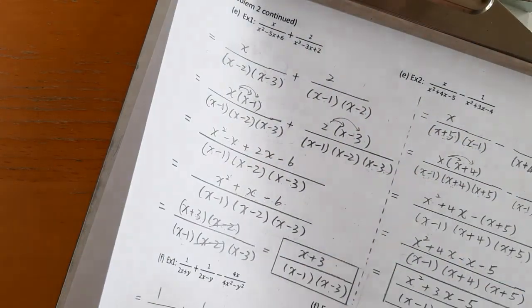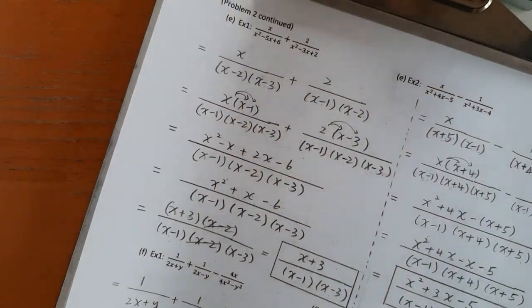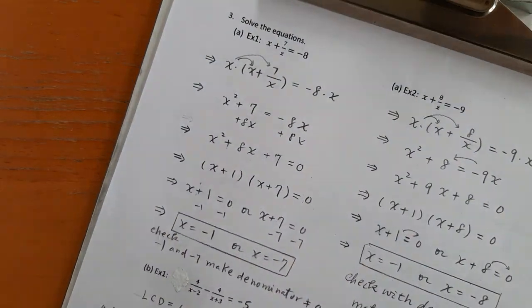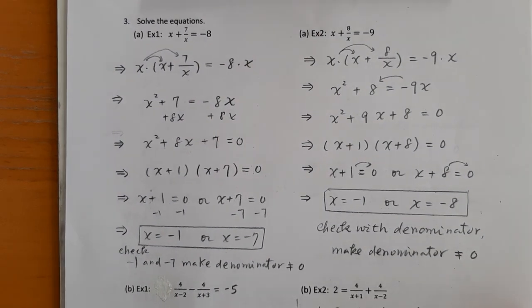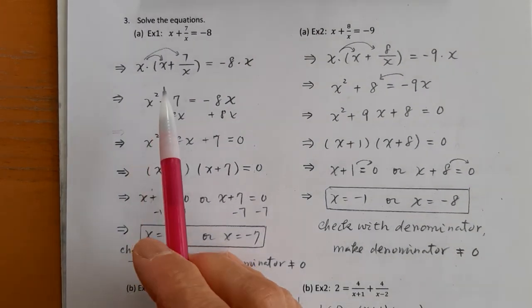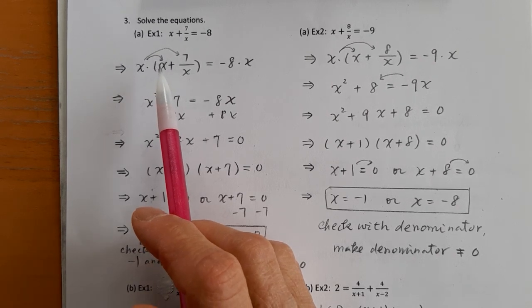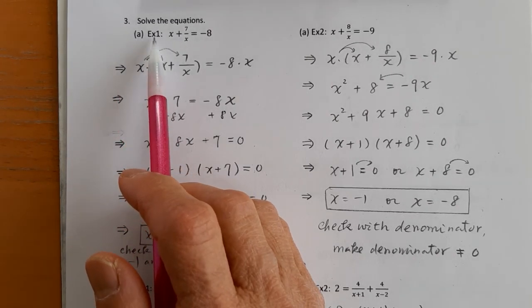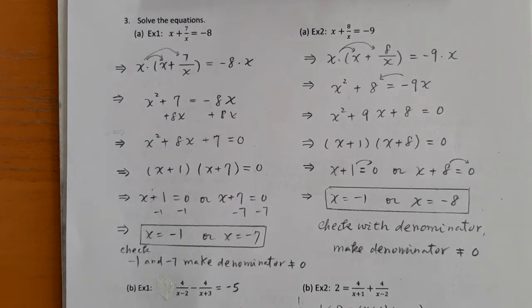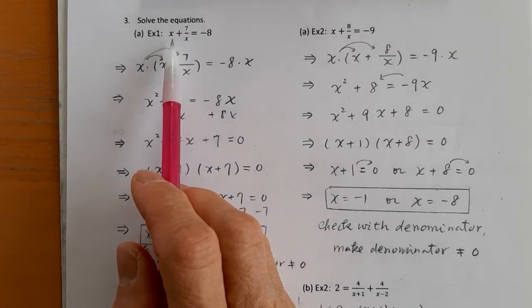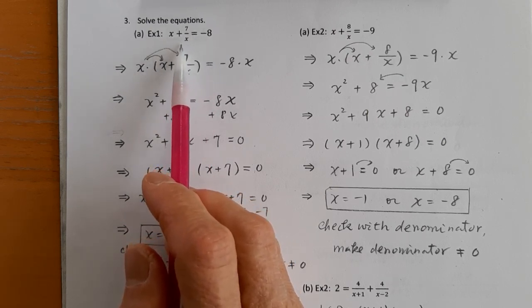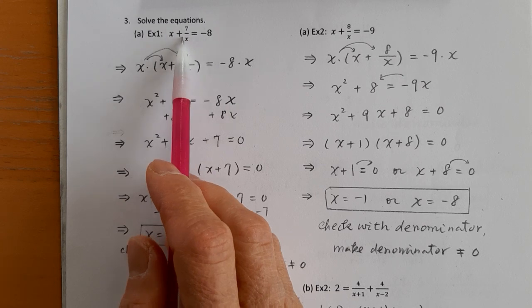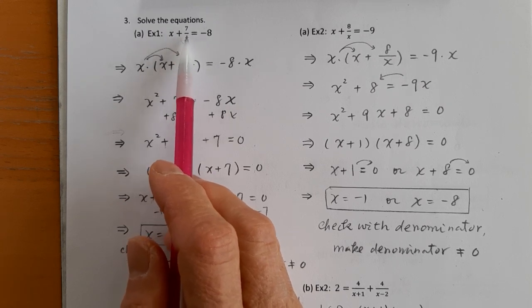That's the second question. Then next, the third question is solve a rational equation. Also 3a, example 1 and example 2. So this equation, solve for x. First of all, you find the denominator. The LCD is x.